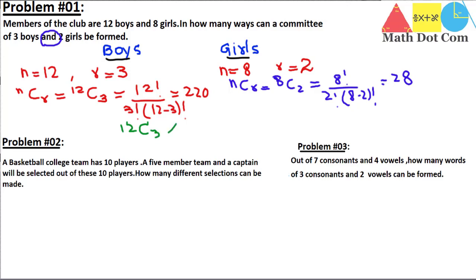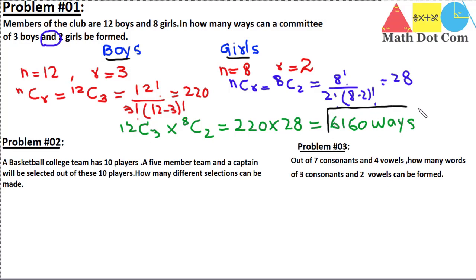12C3 multiplied by 8C2. It means you have to multiply the combinations of the boys and girls together. So what we will get is 220 multiplied by 28, and the answer will be 6160 ways. So that means in 6160 ways a committee of 3 boys and 2 girls can be formed.